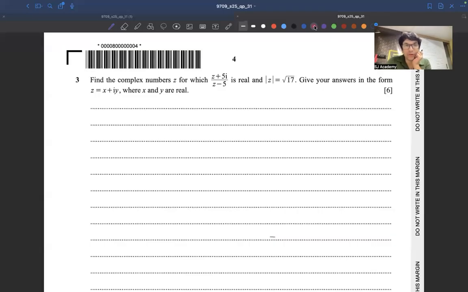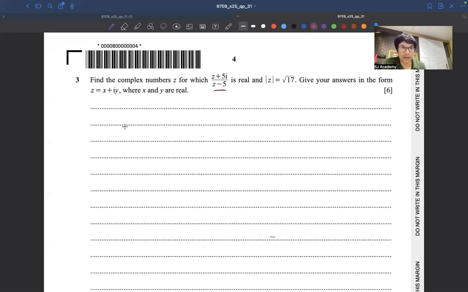In question 3, we have to find the complex number z for which (z + 5i)/(z − 5) is real and the modulus of z is root 17, giving an answer in the form z = x + iy. Now, it says that this is real. It means that the imaginary value will be equal to 0.